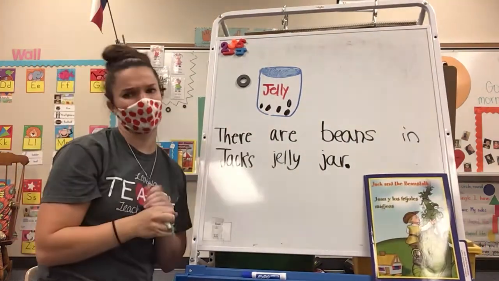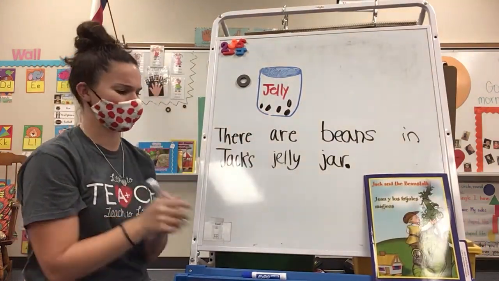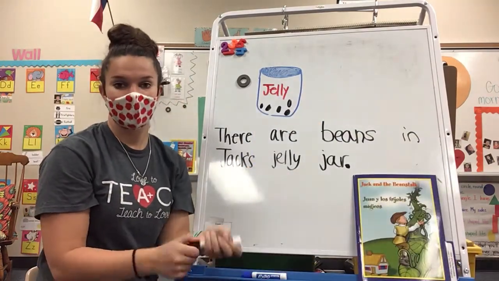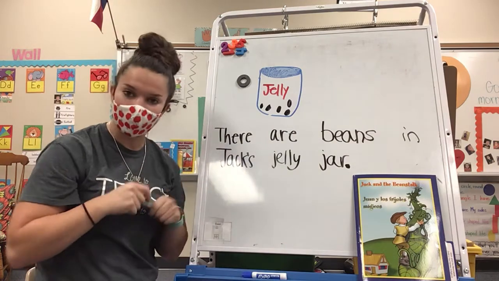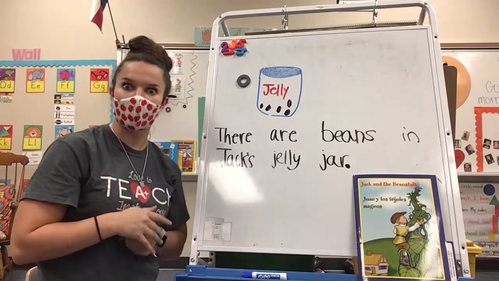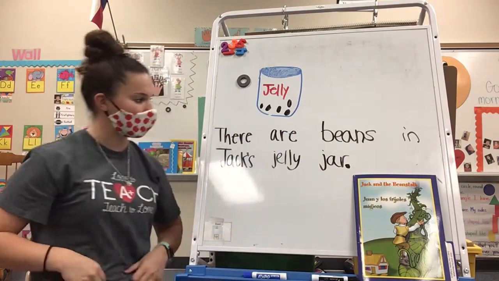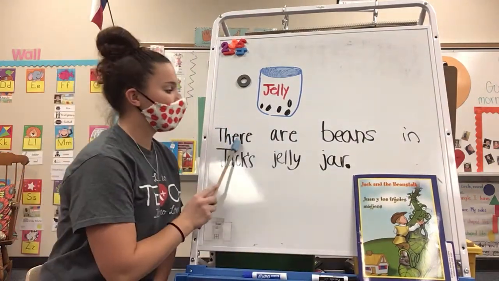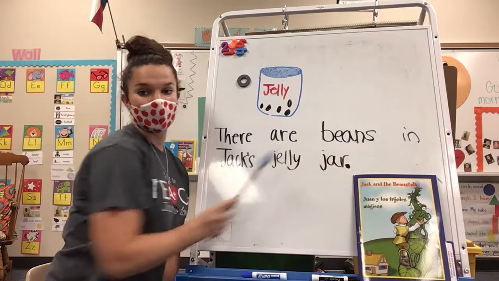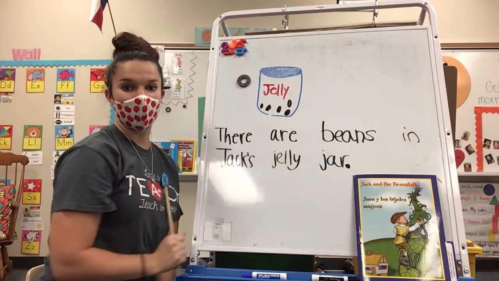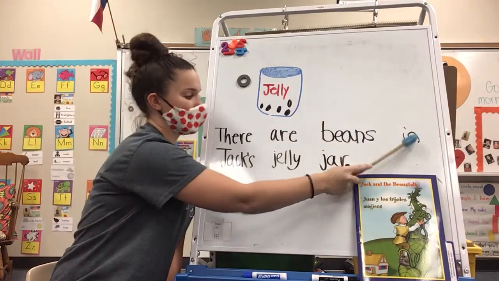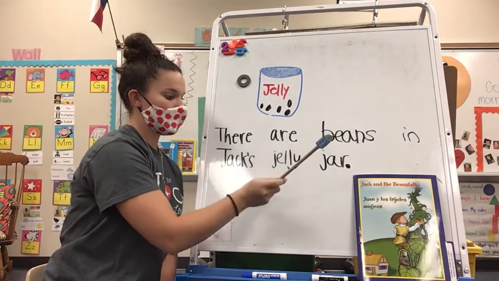And what do we know about these beans in Jack's jelly jar that he was carrying? What do we know about those beans? Right, they're magical, and we learned all about what happened when the beanstalk came, right? All right, magic finger, let's read it. Ready? There are beans in Jack's jelly jar. One more time. There are beans in Jack's jelly jar.